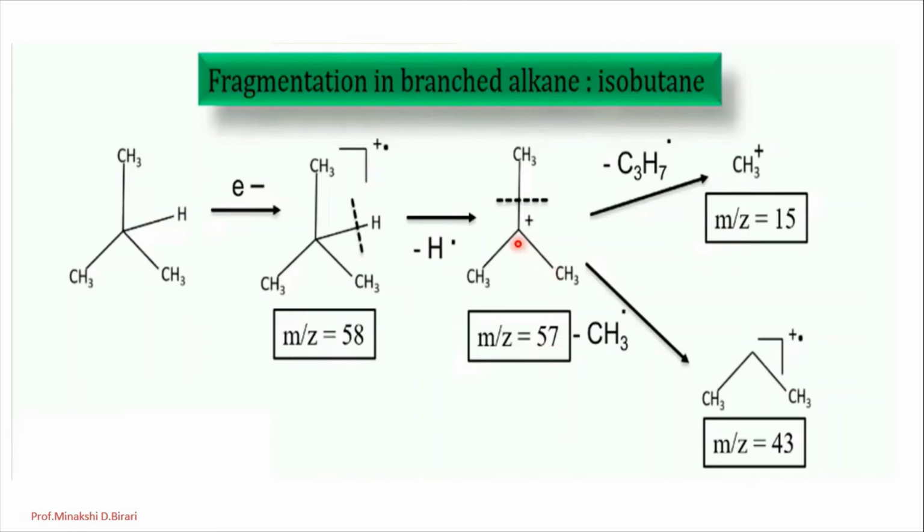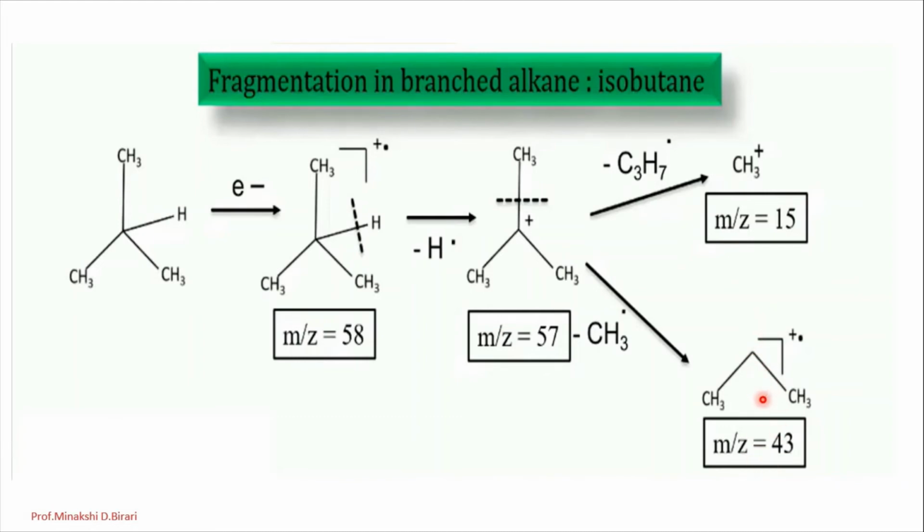The next step is that, as we know, the cleavage occurs at the branching point or at the alkyl substituted carbon atom. So cleavage occurs here, so that there is formation of CH3+, that is, the positive charge resides on the smaller fragment. The smaller fragment has an m/z value of 15, and there is a loss of a C3H7 radical. Or, the second possibility, there is a loss of a CH3 radical and the peak is observed at m/z 43. So these are the two fragments observed.